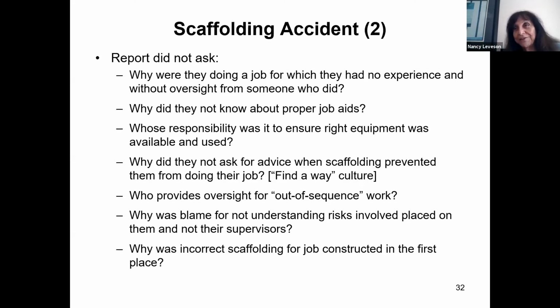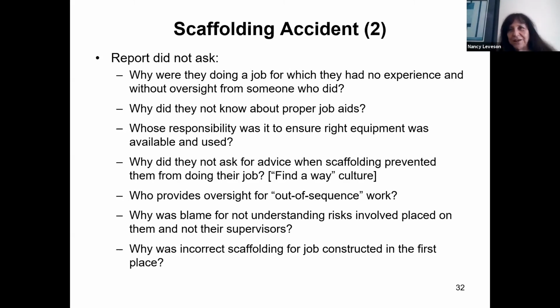It's going to be dangerous. You can fall off by definition. Why didn't they ask for advice when the scaffolding prevented them from doing their job? I actually have an answer for this. This company has, and NASA does the same thing, the equivalent of a find-a-way culture. And they encourage everyone. This is the culture. Don't complain. Don't say you can't do it. Find a way to do it.